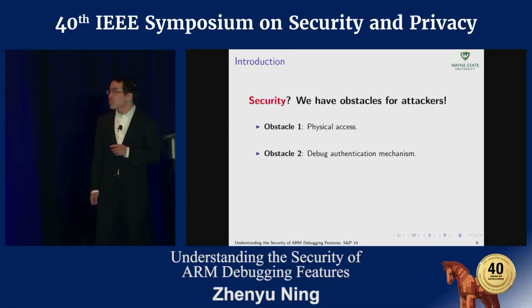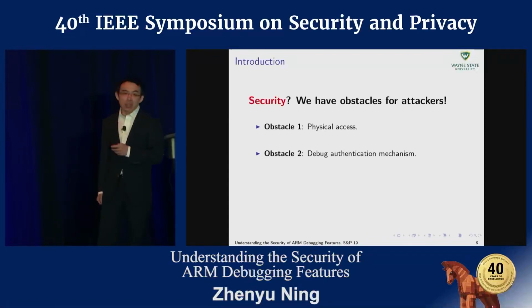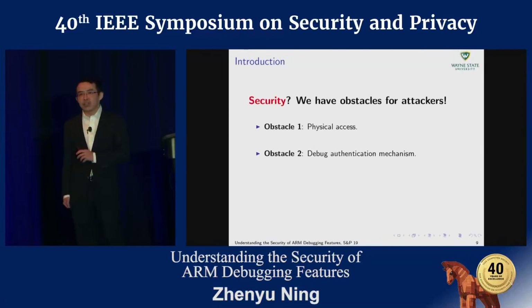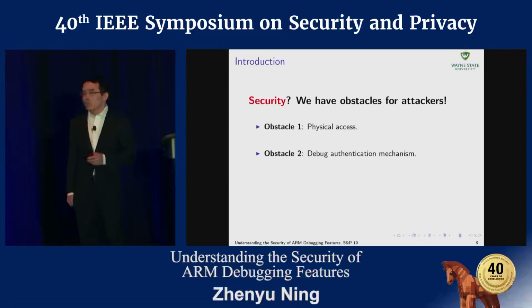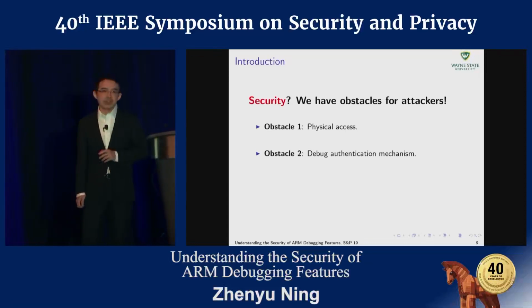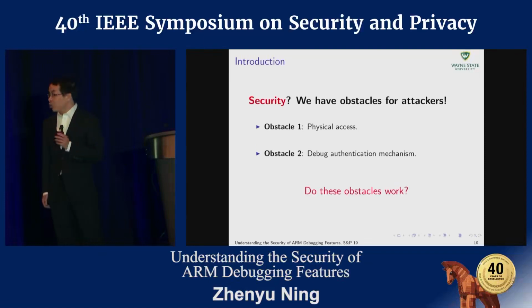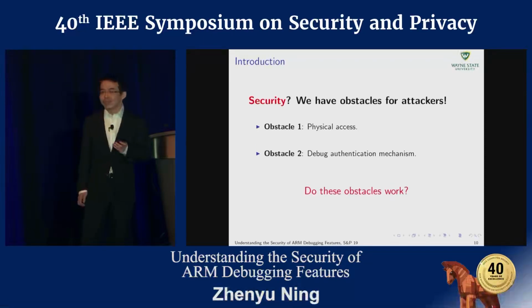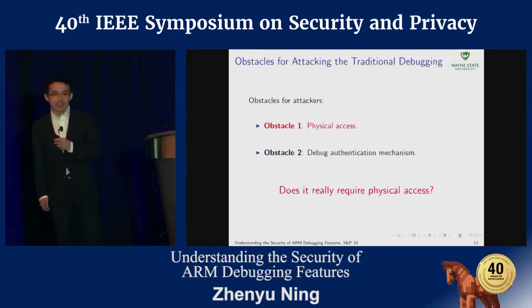First, in this debugging mode, since we need the JTAG connection, normally we will assume that the attacker will require physical access to attack the system. And second, we will assume that the debug authentication mechanism will block all the malicious hosts. But do these obstacles really work? Now we will discuss these obstacles in detail.